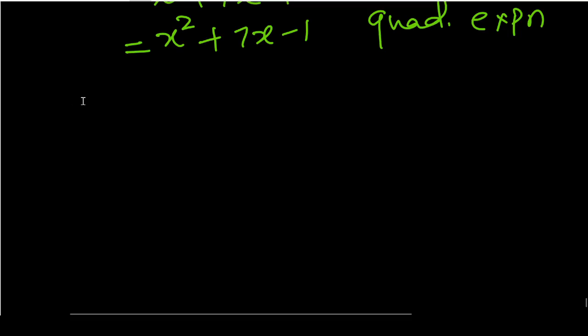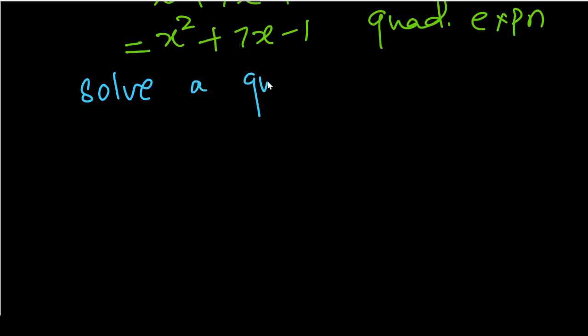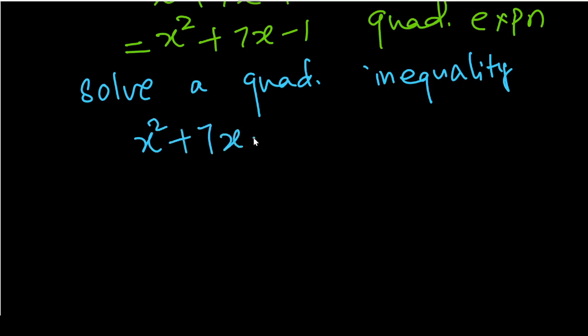Now we are interested in finding, guys, how do we solve a quadratic inequality. Quadratic inequality means a quadratic expression like the above expression, if I replace it by greater than, less than 0, less than or equal to 0.